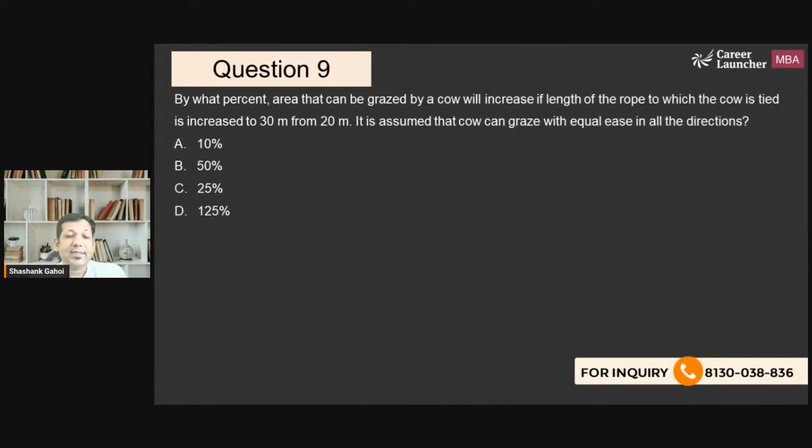What does it say? By what percent will the area that can be grazed by a cow increase if the length of the rope to which the cow is tied is increased to 30 meters from 20 meters? Okay, fair enough. So basically, let's say this is the point from where the cow is tied. This is 20 meters. So basically, the cow can graze this whole circular area where the radius is going to be 20. Now, what if the length increases to 30? Now, this is the total area the cow can graze.